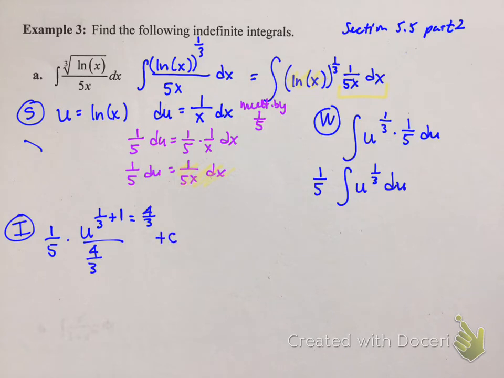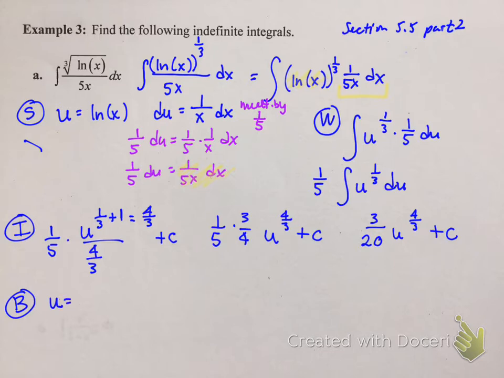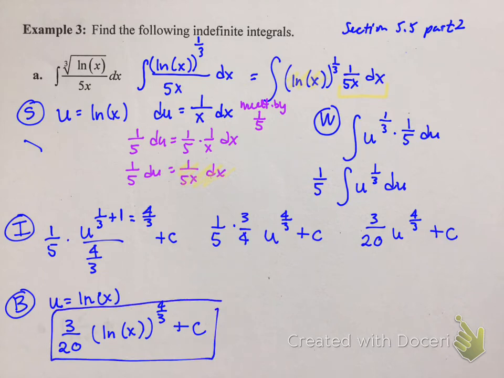Okay, so what does this look like? It's 1/5 times 3/4 u to the 4/3 plus c. 1/5 times 3/4 equals 3/20 u to the 4/3 plus c. The last thing I have to do is back substitute. Remember, we said that u equaled ln of x. So with that in mind, I just have to rewrite this as 3 over 20. Instead of u, I put in ln x. And this is raised to the 4/3 power plus c. So this is the answer for example 3, part A.